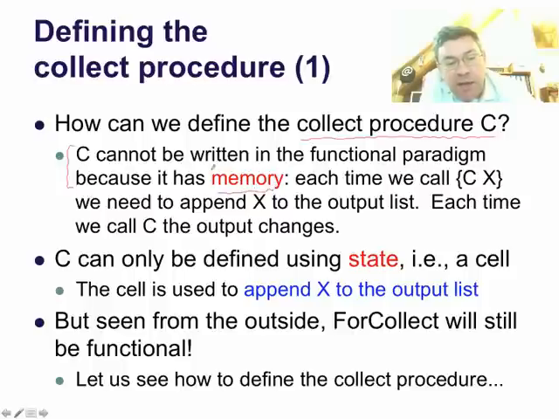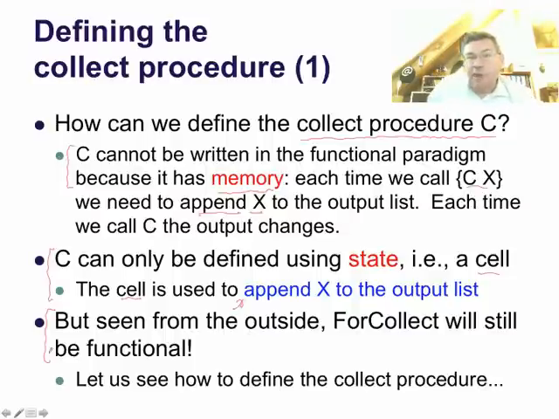Here it has memory. Each time we call C X, we need to append X to the output list. Something new is created. Things change on each call. That means that C can only be defined using state, that is a cell. So we need to use a cell to append X to the output list. But note, seen from the outside, for_collect is still functional. So we're not leaving the functional paradigm from the outside, even though we need a cell to implement for_collect.